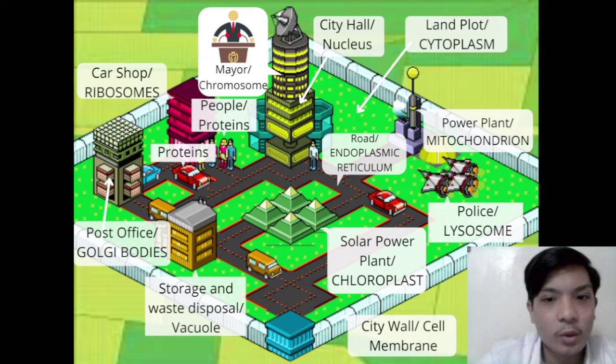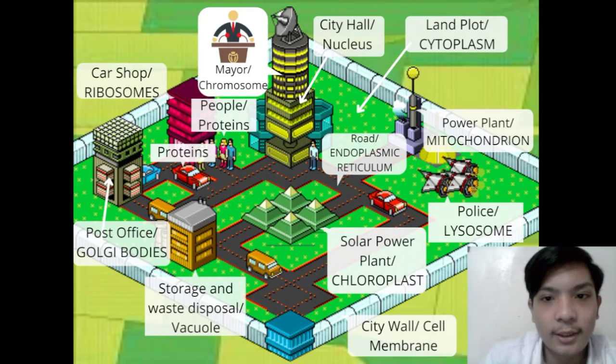Next is the post office, a place where materials are packaged and labeled for export, or the place where they should be delivered. Just like the Golgi bodies that process and pack proteins into sealed vesicles that would then be stored and distributed to the other parts of the cell.